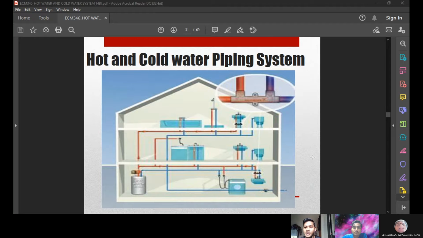Okay, this is also an example from the cut view. We can see the blue, the cold, next to the hot water supply in the house.